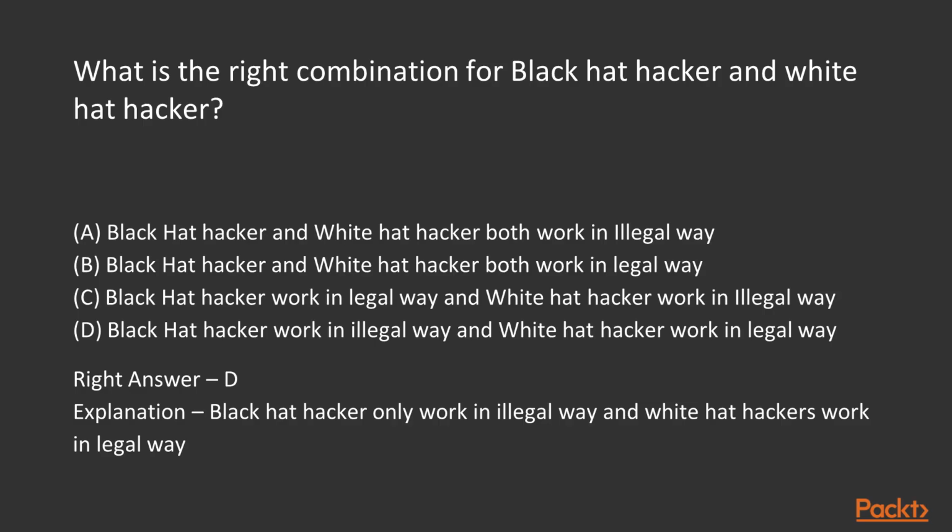So this is question number 1. What is the right combination of black hat hacker and white hat hacker? So you know that black hat hackers work in an illegal way and white hat hackers work in a legal way. So these are the 4 options. Choose one of them and this is the right answer. I think the 4th one, you can see here, that black hat hackers work in an illegal way and white hat hackers work in a legal way. So this is the right answer. Right answer is D. Explanation, the same thing. Black hat hackers only work in an illegal way, and white hat hackers only work in legal ways.